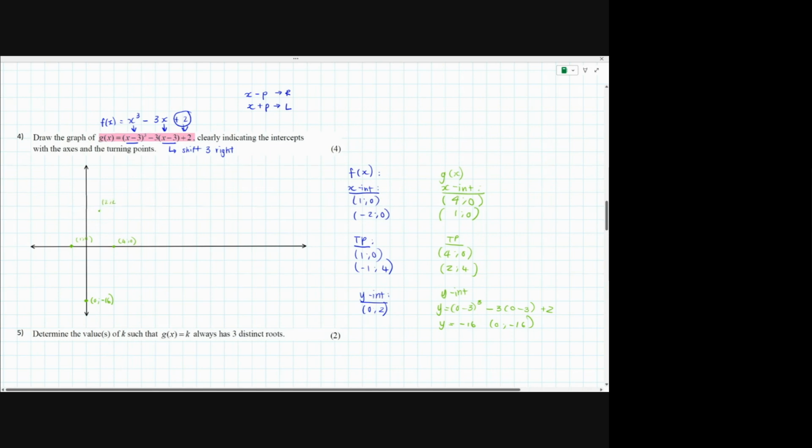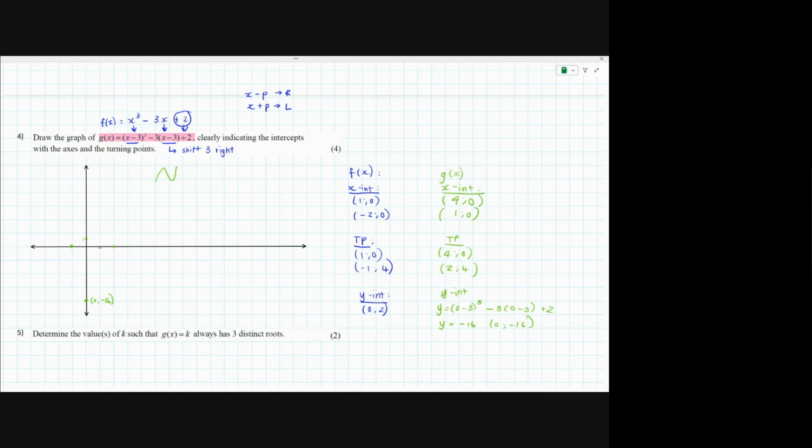2, 4. And because we know it's a positive cubic, we know the general shape. My cubic is going to look atrocious. Please just work with me. It would also really help if I plotted my x-intercept in the right position. Positive 1, 0, not negative 1. Okay, so we're going to try that again.